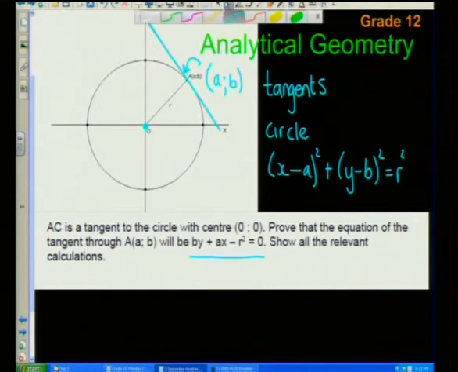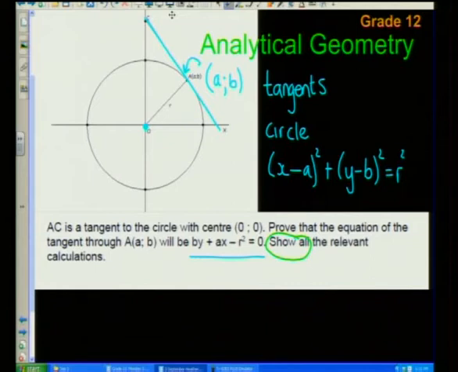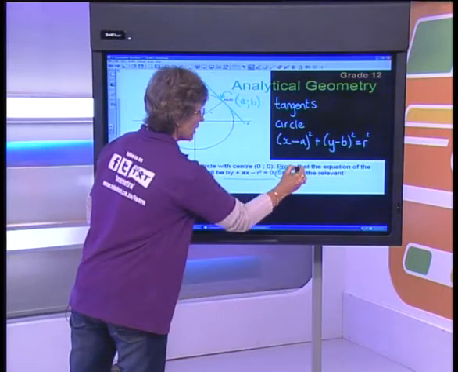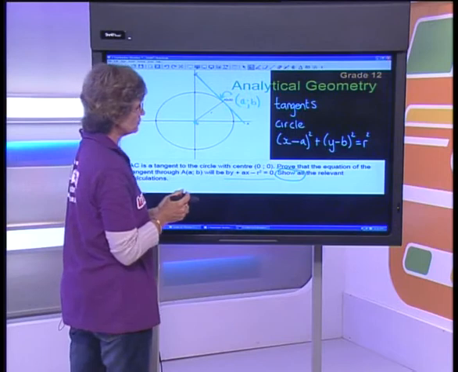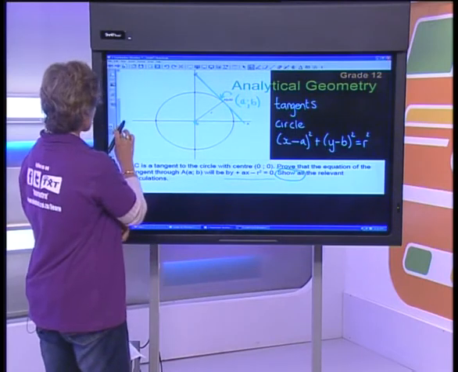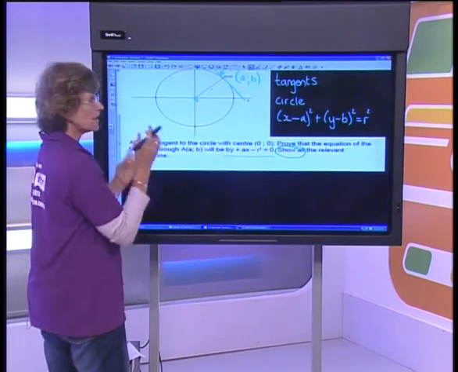Now you can see again, I've chosen a question that says show, which is the same as prove, and you cannot use this and work backwards. You've got to actually assume that they said, all right, find the equation of the tangent, and then you've just got the answer to refer to. Okay, so guys, let's go with what we know.